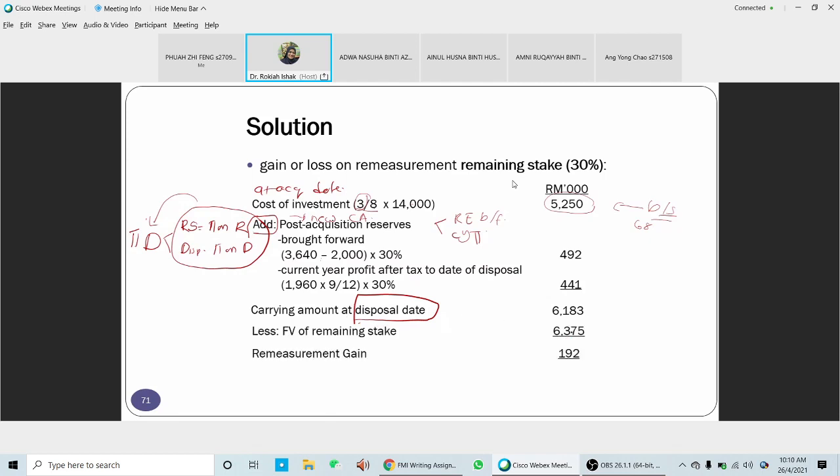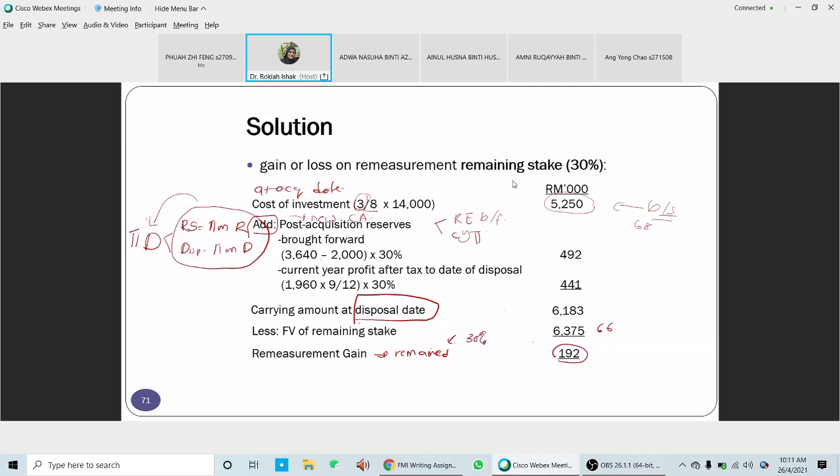Fair value here is already given, it's given in slide 66. So you just compare the carrying amount and the fair value, and you're going to have a remeasurement gain of 192. This remeasurement gain here is for the remaining stake, the one that you remain in the company, which is 30%.